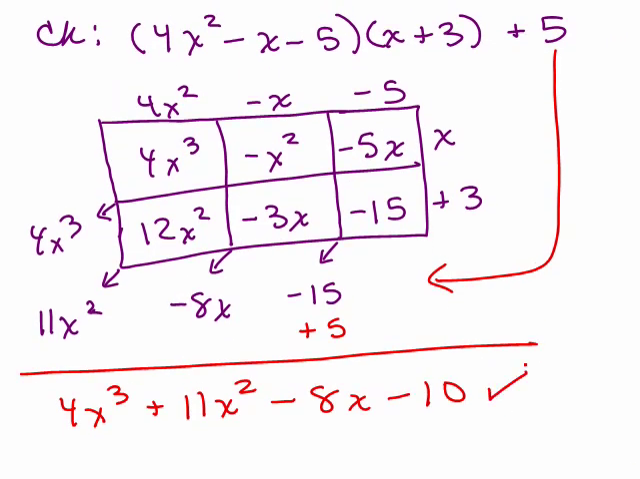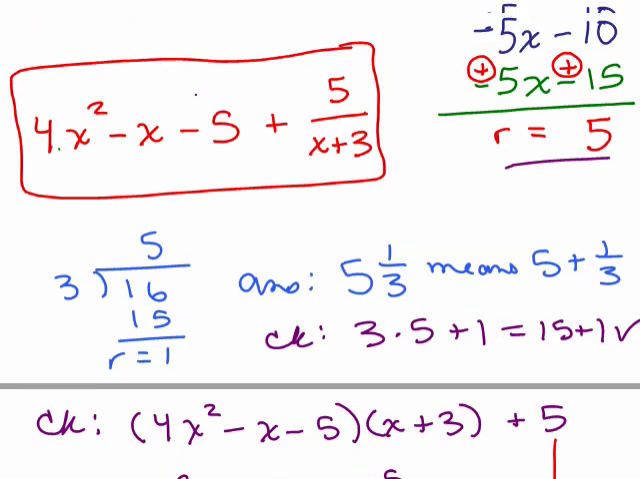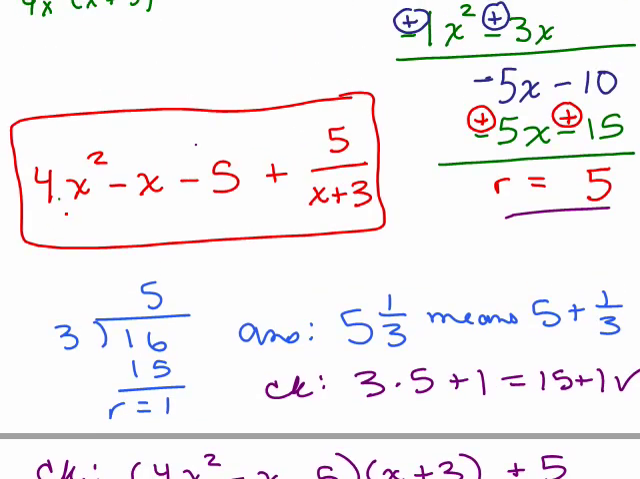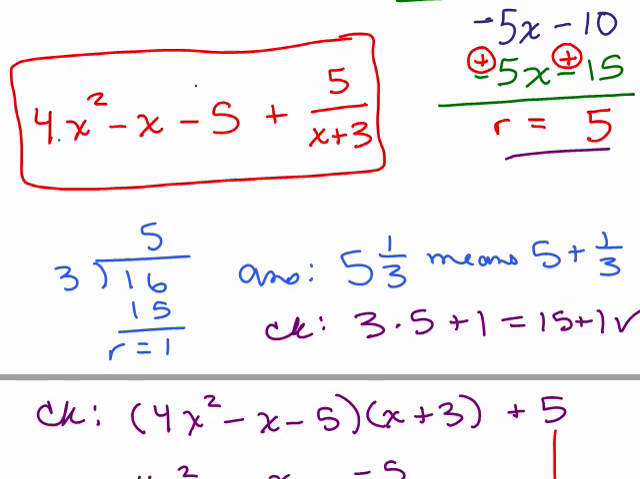All right, so here's the way we write the answer, remember. 4x squared minus x minus 5 plus the remainder over x plus 3. Now, if the remainder was negative 5, you could either write plus a negative 5 or you could put a minus here and the 5 up on top. So there are two ways you might see the remainder written when one of them is negative.